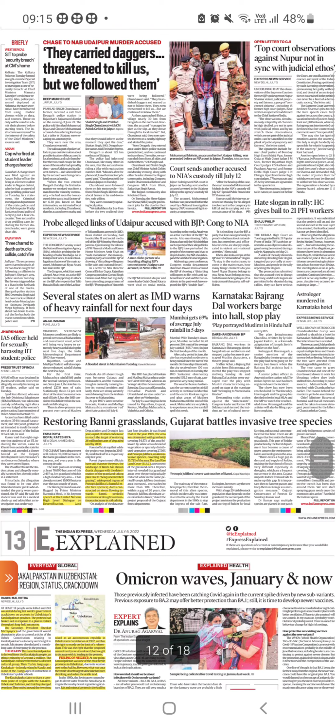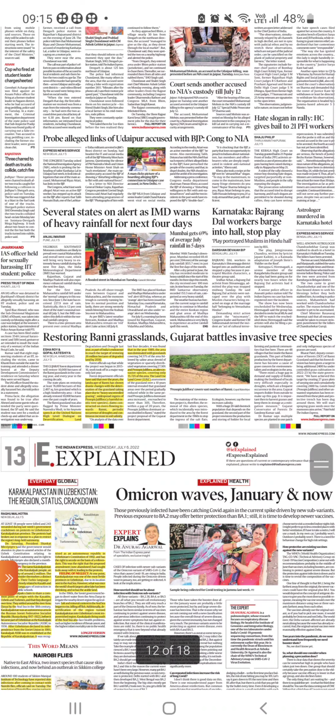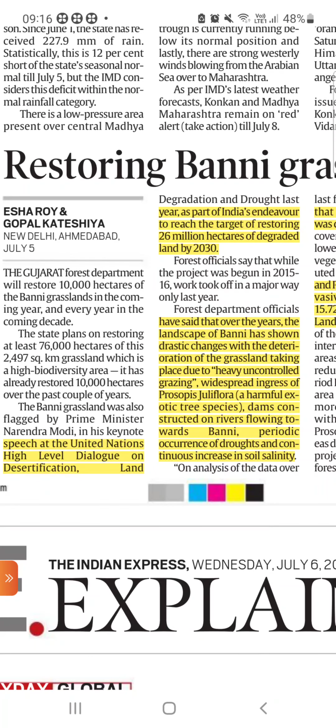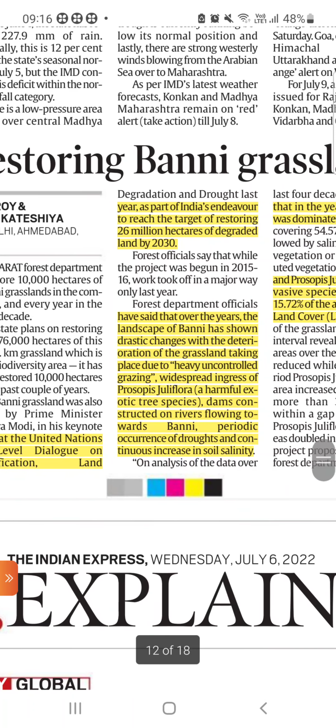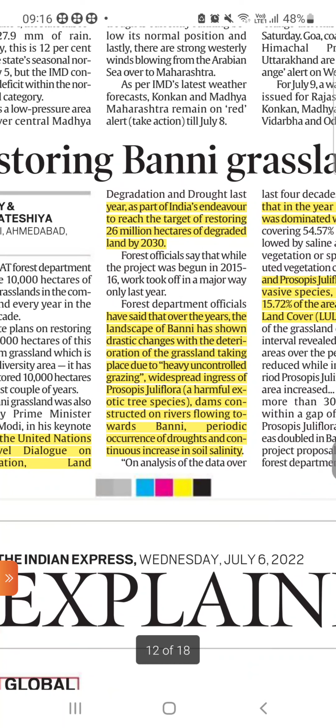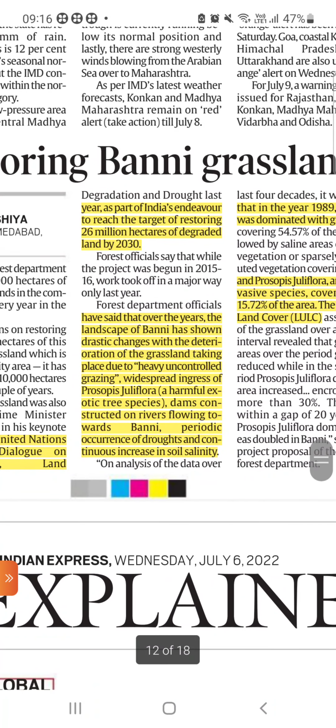This is what the article talks about. Next article is restoring Banni grassland. This article talks about a keynote speech at the International High-Level Dialogue on Desertification, Land Degradation and Drought last year, as a part of India's endeavour to reach the target of restoring 26 million hectares of degraded land by 2030.